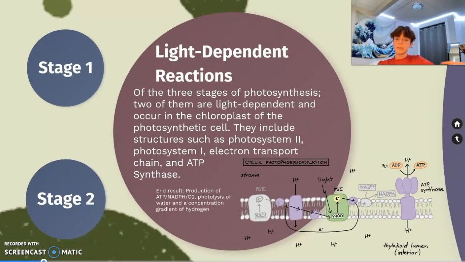Now moving on to the first general process of photosynthesis, which is the light-dependent reactions. These light-dependent reactions encompass stage 1 and stage 2 of photosynthesis. They occur in the chloroplast of each photosynthetic cell, and they include structures such as photosystem 2, which is found here, photosystem 1, which is located here, and the electron transport chain, which connects all of these in the membrane, and then finally our ATP synthase, which we'll talk about later. This last little complex here is just a protein pump where hydrogen is moved between the two.